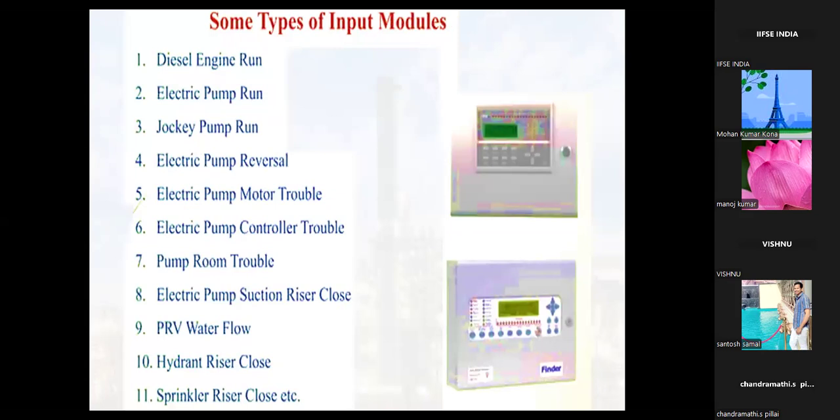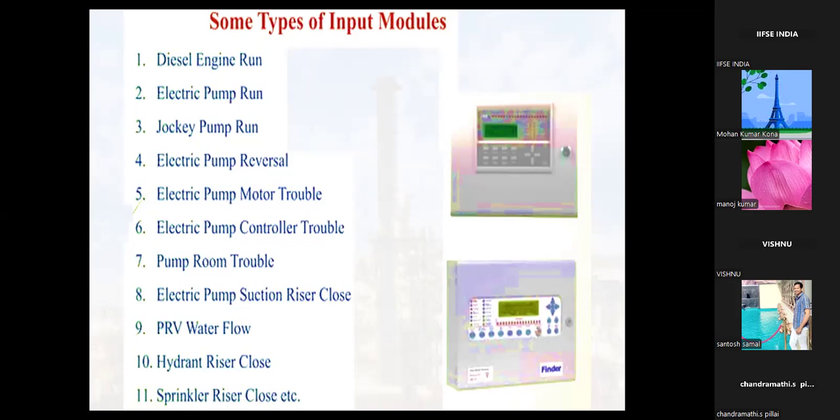So apart from this, you know that there are different types of pumps used here: diesel engine run, electric pump, and then the jockey pump. These are the different types of pumps that are used. Most of us are well versed with the jockey pump. It can be diesel or electrical.